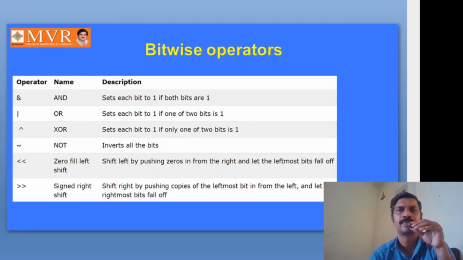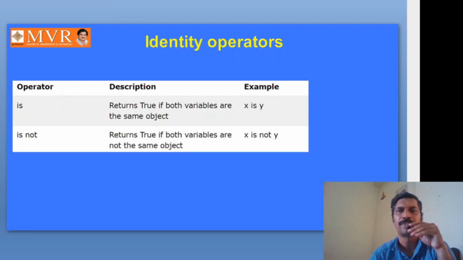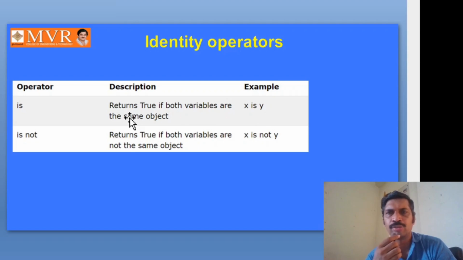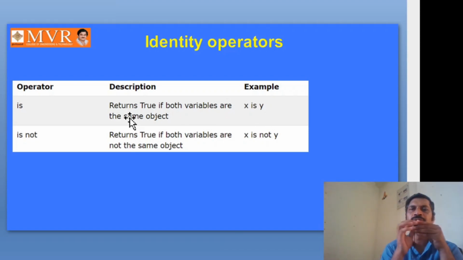Okay, the next type of operator is called identity operators. Identity operators: 'is' returns true if both variables are the same object. 'is not' returns true if both variables are not the same object. Next, we will see one small program written regarding the is operator.